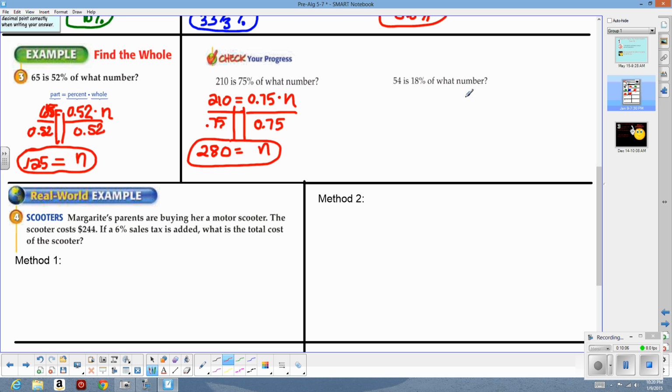Next up, 54 is 18% of what number? So our part is 54 is 18%, as a decimal 18 hundredths, of what number? So we're going to multiply by n, and we're going to divide both sides by 18 hundredths. And you end up with n equaling 54 divided by 18 hundredths. That's 300.